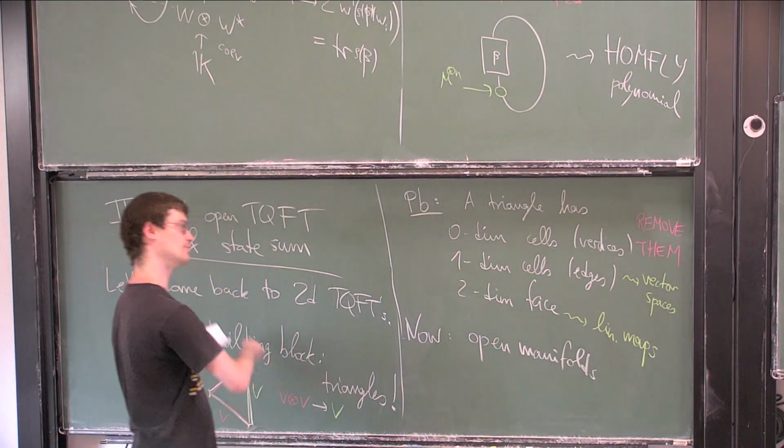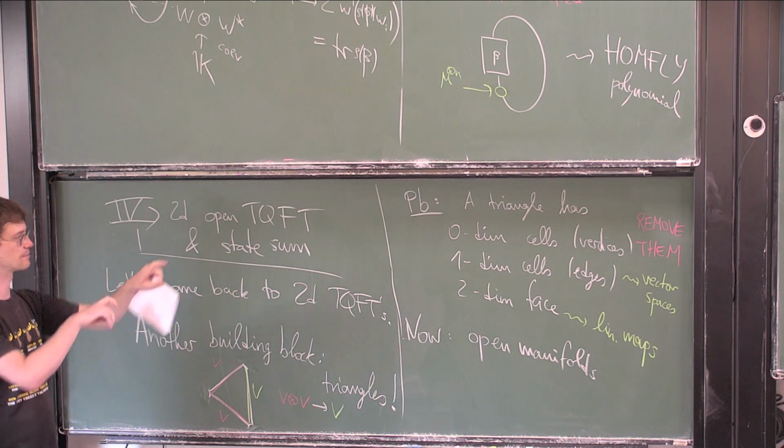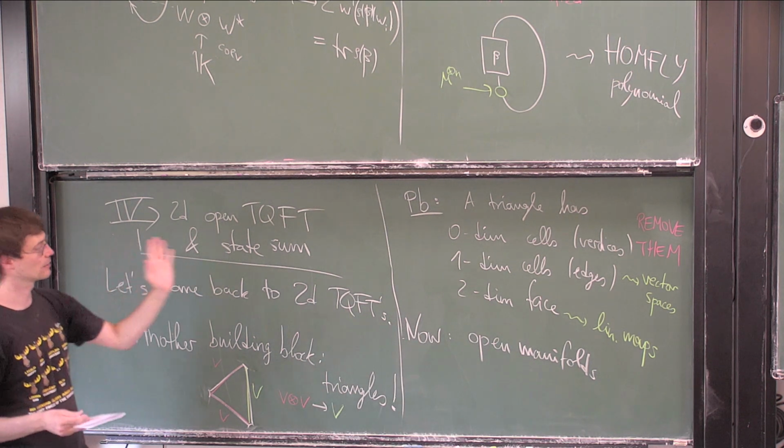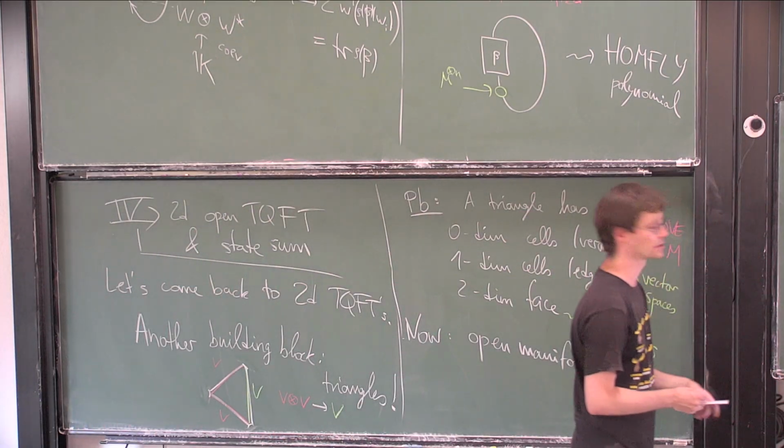Okay, so somehow when we draw these triangles, for me, a triangle seems much easier than this pair of pants. You get the same kind of TQFT picture. You get again an associative operation, so it's very nice.